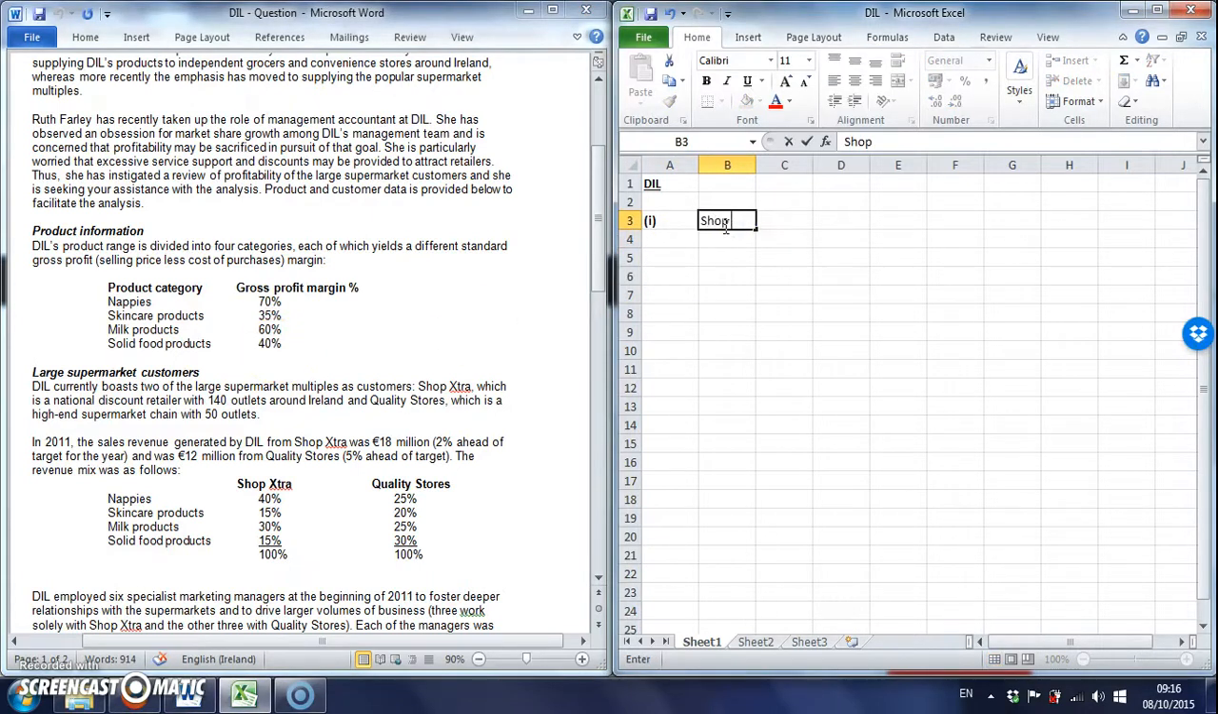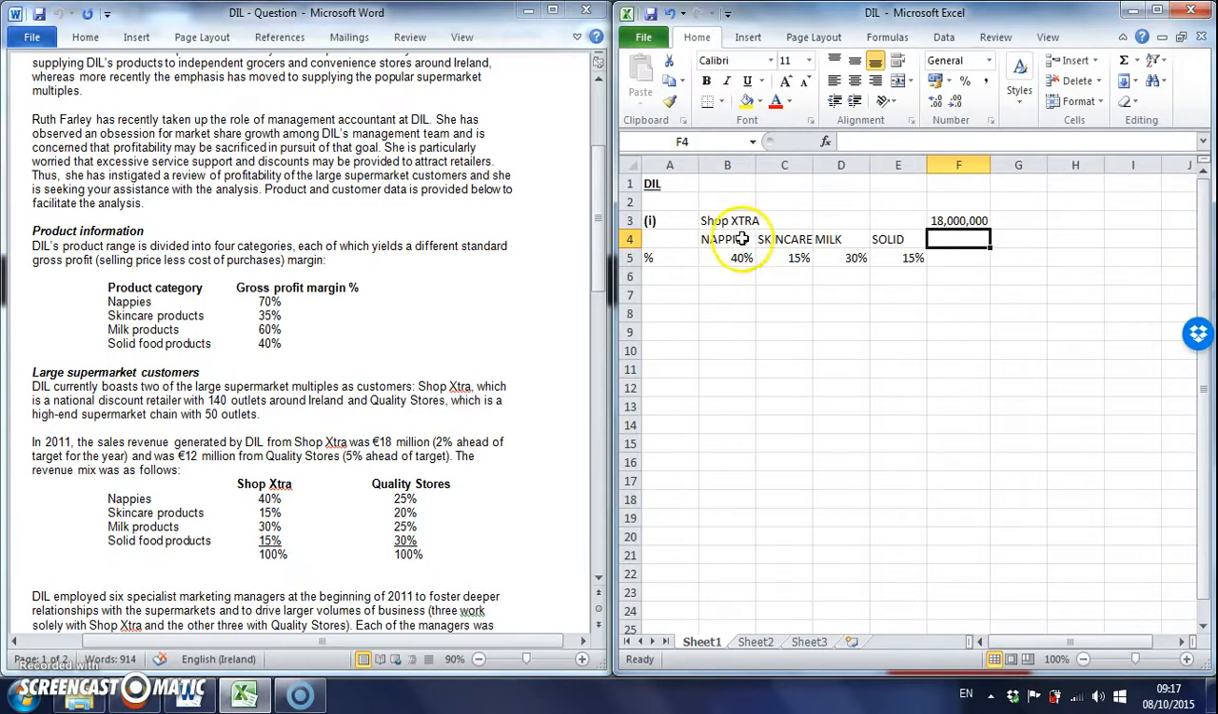First we look at Shop Extra. They're looking at nappies, skincare, milk products and solid products. And in the proportion we look at is 40%, 15%, 30% and 15%. So you already know that the total sales is 18 million for Shop Extra, and now you just allocate it out to nappies. So it's the 18 million times 40%. Same for each of the skincare, milks and solids.